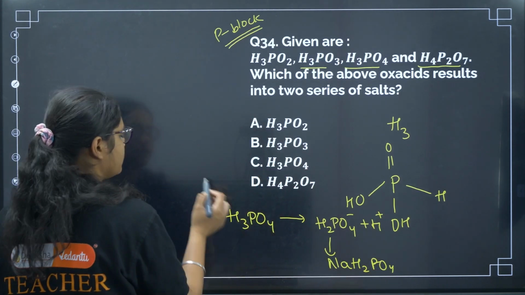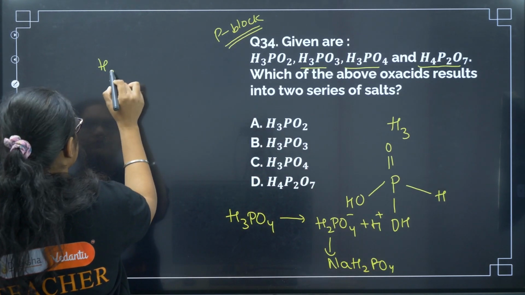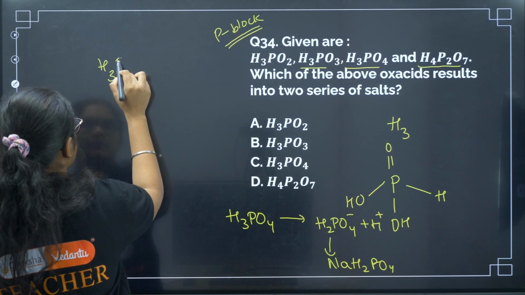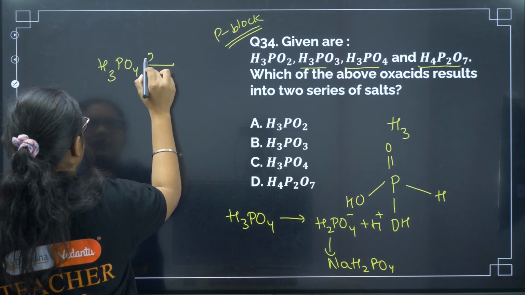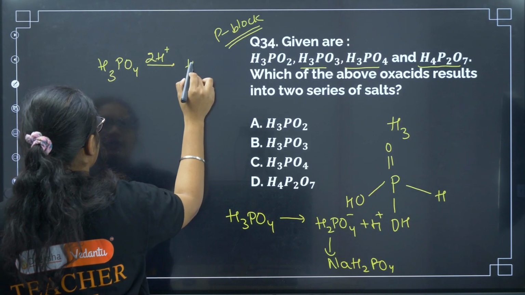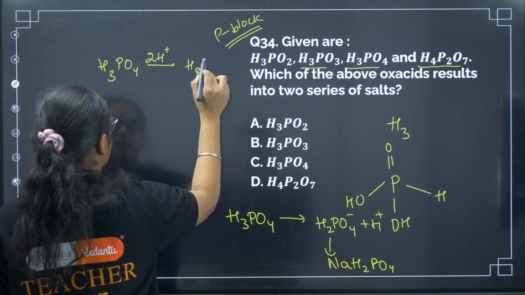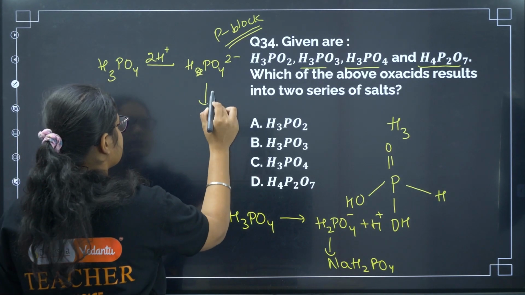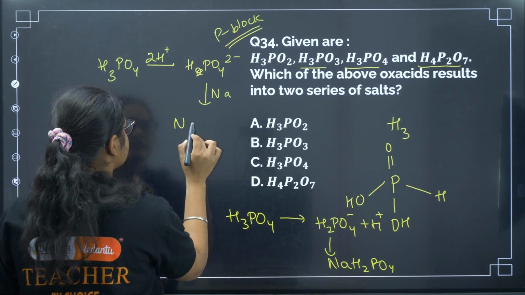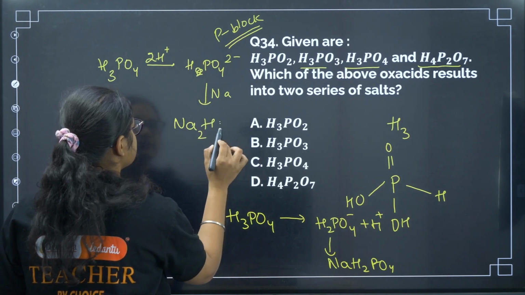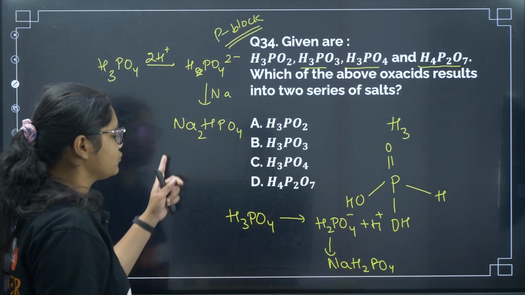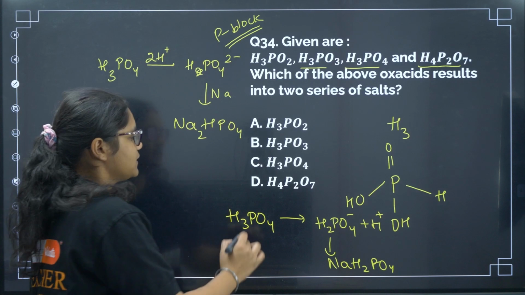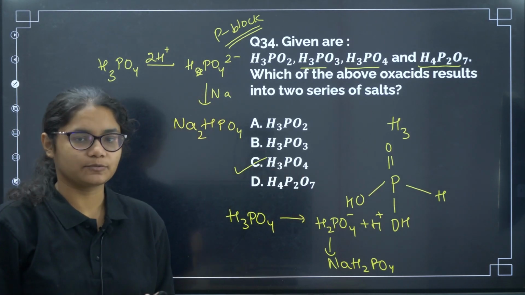And one more, if two H are removed from your H3PO4, okay, then we will get HPO4 2 minus, right? Now if Na reacts with this one, we will get another salt, that is Na2HPO4. Okay, so two types of salt we can get. So that is why the correct answer for this question is option number C.